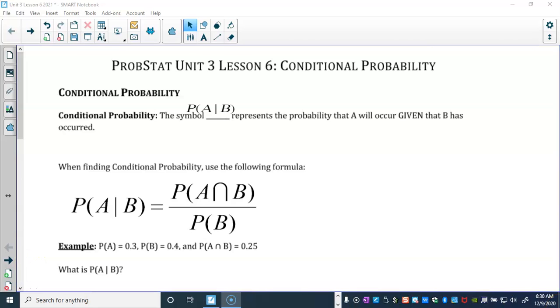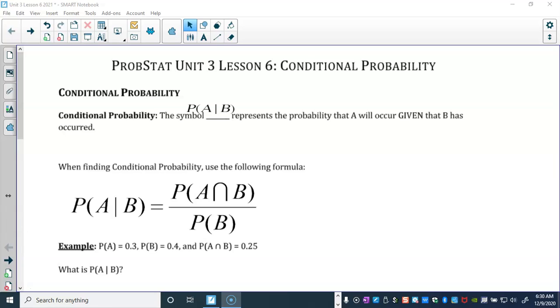Hello. All right, today we're going to talk about conditional probability. The symbol P of A given B represents the probability that A will occur given B. Recognize that whichever variable comes second, that is your given.